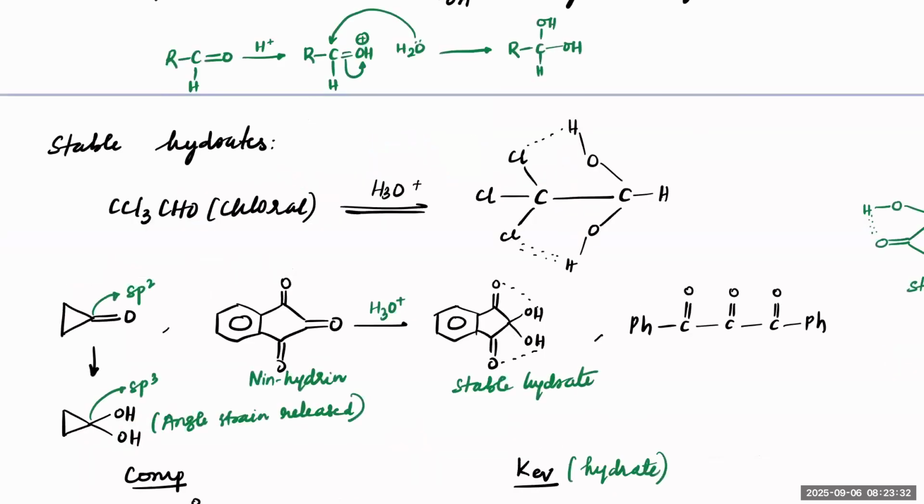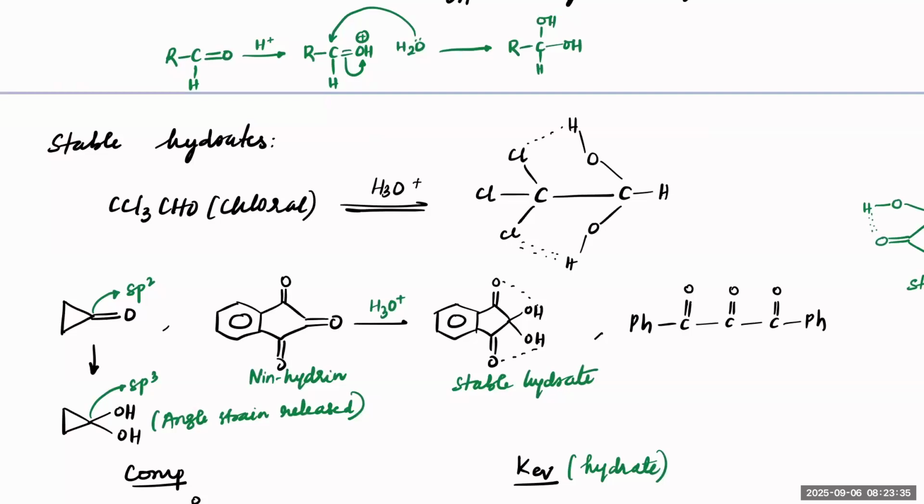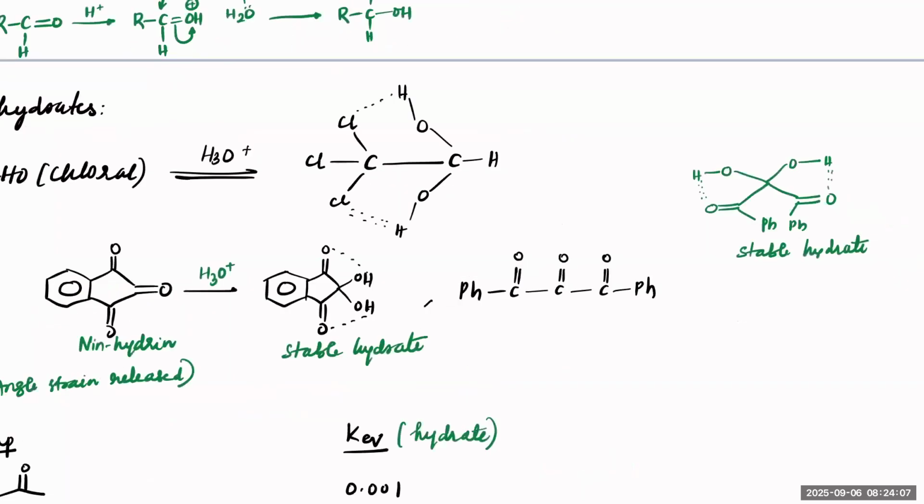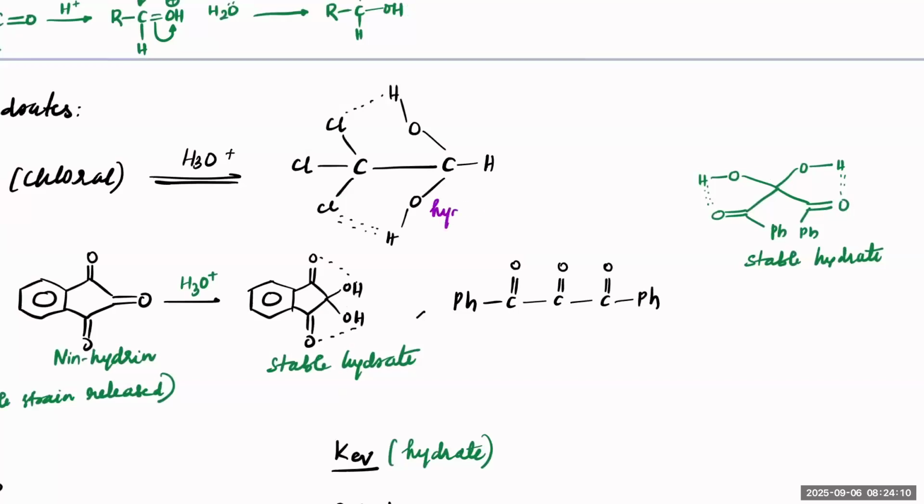Now this hydrate will only be stable for two reasons. One, there is less bulkiness around it, that means this H and R are smaller in size. Second thing, these OH groups are getting stabilized by some hydrogen bonding. Like in this case, CCl3CHO is called chloral. And in chloral, if carbon gets OH and OH here, that hydrogen will get involved into hydrogen bonding with chlorine on both sides. This is called hydrate of chloral.